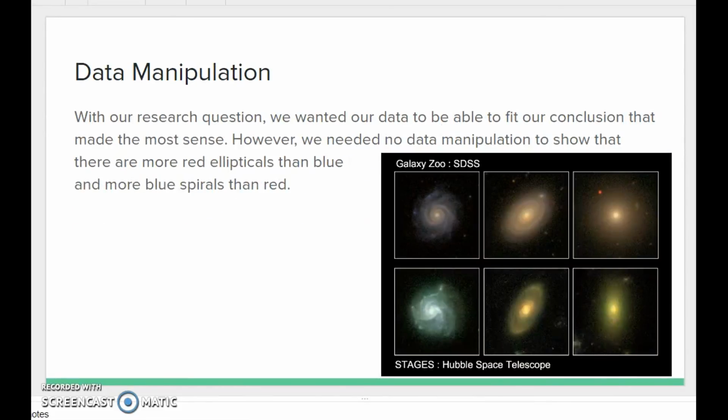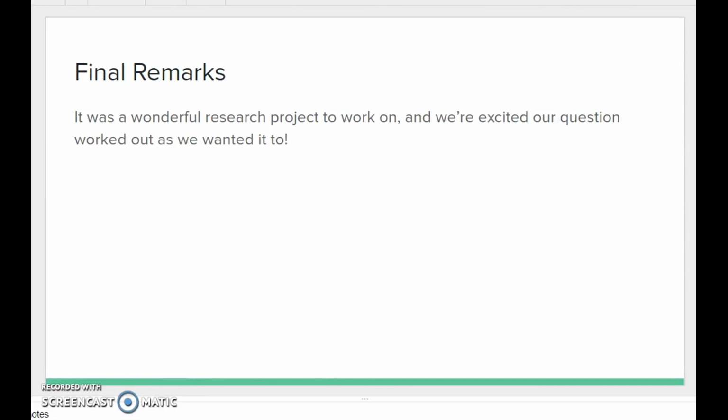Luckily, we didn't have to manipulate much data. With our research question, we wanted our data to be able to fit our conclusion, and luckily it did, because most red ellipticals are red and most spirals are blue. Overall, we think our project was a huge success, and we're excited that our question worked out the way we wanted it to.